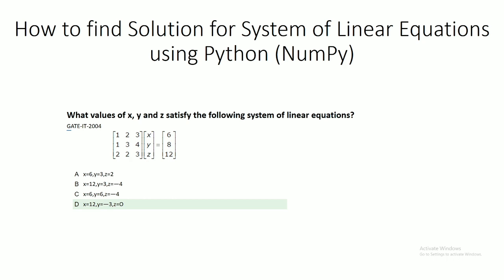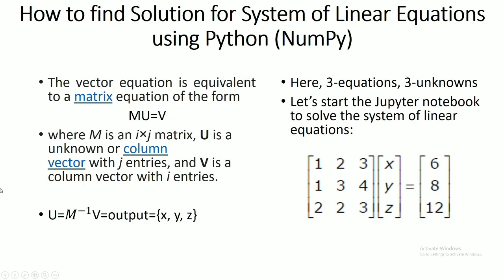And those are written here in the matrix form. After solving this system of linear equations, we will see which option is satisfied. This system of linear equations is equivalent to a matrix equation of the form MU is equal to V, where M is a matrix which contains the elements 1 2 3, 1 3 4 and 2 2 3. Here U is an unknown column vector with the entries x, y and z. In this question, we have three linear equations in x, y and z.